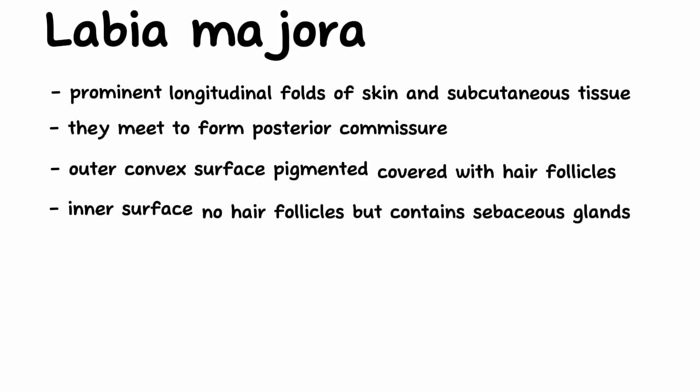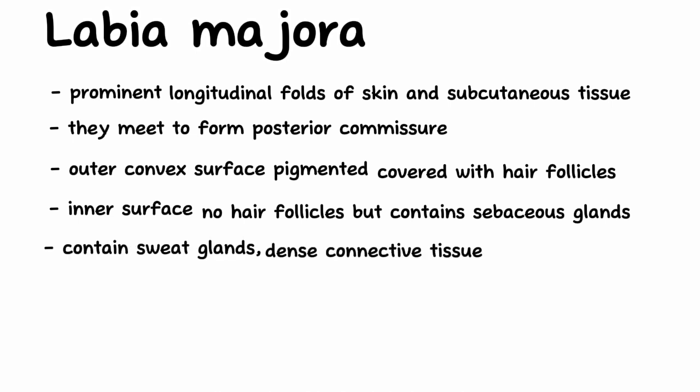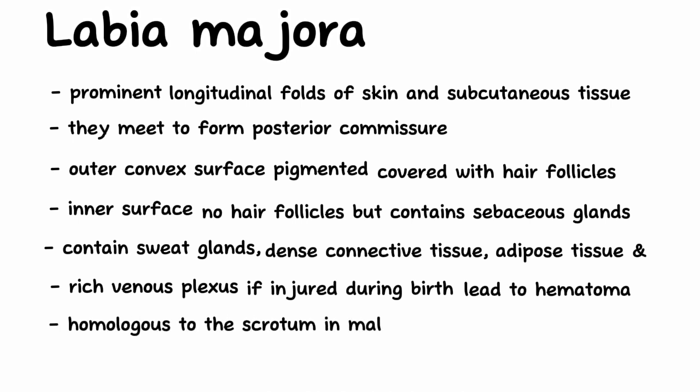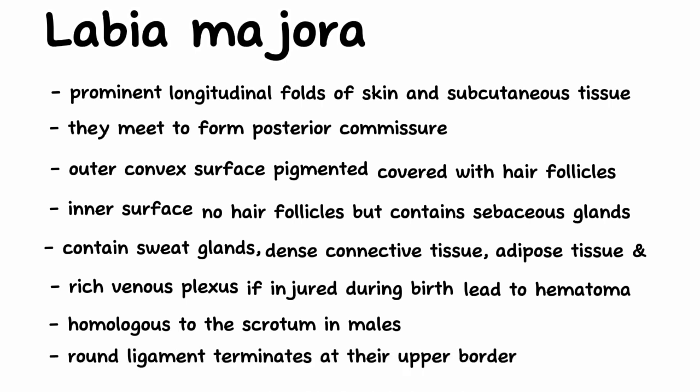These folds are lined by squamous epithelium and contain sweat glands, dense connective tissue, adipose tissue, and a rich venous plexus, which, if traumatized during childbirth, can result in hematoma formation. Functionally and developmentally, the labia majora are homologous to the scrotum in males. The round ligament terminates at their upper border.